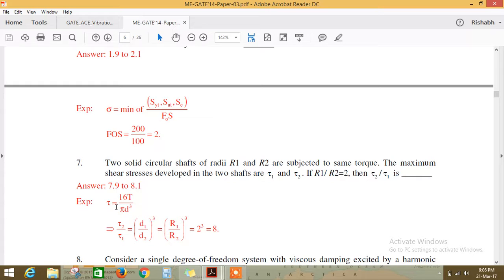So for tau 2 by tau 1, we can see that the torsional stress is inversely proportional to the cube of the diameter if we take every other parameter as constant. So tau 2 by tau 1 is equal to d1 by d2 whole cube, or we can directly write it as R1 by R2 whole cube, which is 2 cube, which is equal to 8. So 8 is the answer.